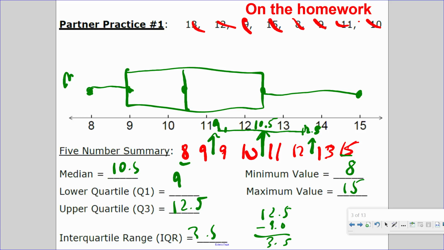So again, this is the minimum. This is the maximum. This is the median. This is Q1. This is Q3.